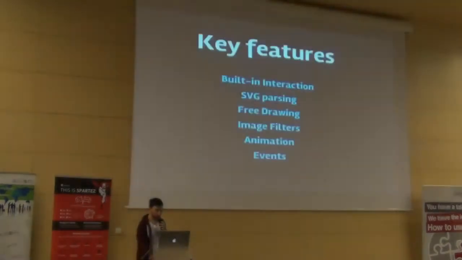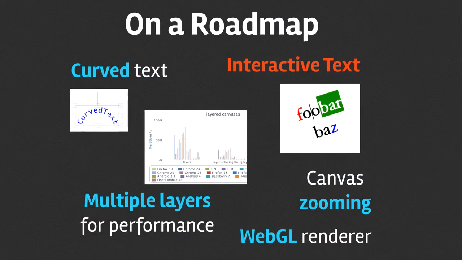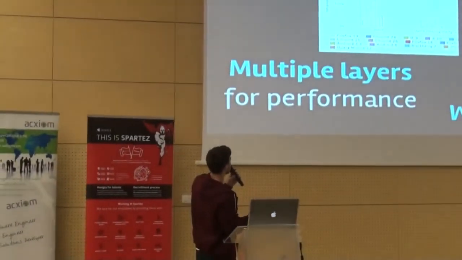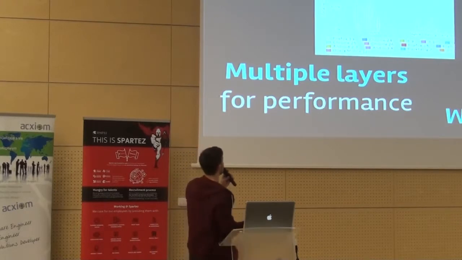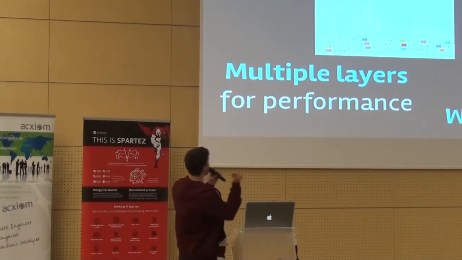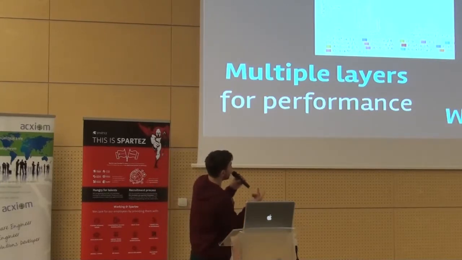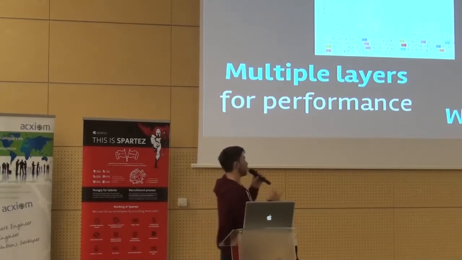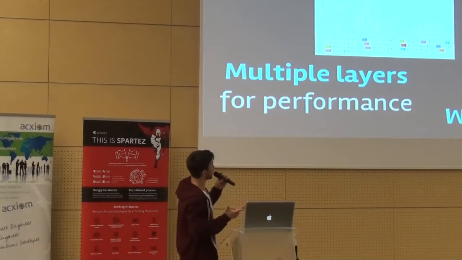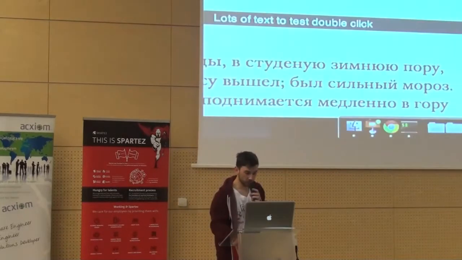All right. Now that we went over some key features, we have a few more things on the roadmap, such as curved text. This is a really common feature that's been requested, and it's really cool to create text that follows some kind of path, for example, or goes in a circle. We are planning to do multiple layers for performance, which is a very well-known technique. We want to do canvas zooming. We want to experiment with WebGL rendering, which is pretty huge right now. And finally, we want to do interactive text. I'm just going to quickly go over it because I think I'm running out of time.